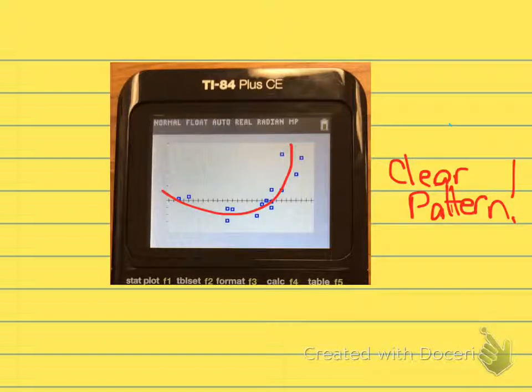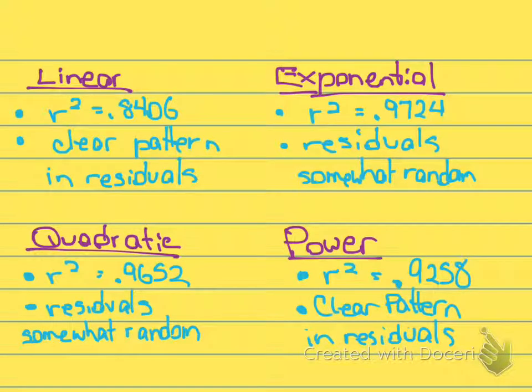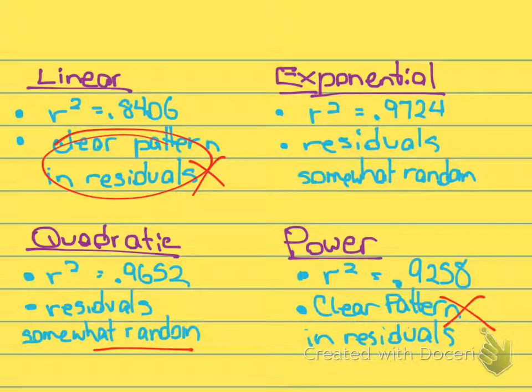So in summary, let's take a look at what we have. On the next slide, we've got some notes, and let's make a decision. So for our linear, we saw that the r squared is 0.8406 and there was a clear pattern in the residuals. The fact that we're seeing that clear pattern in the residuals, I'm knocking that out right away. Exponential, we've got r squared is 0.9724 and our residuals are somewhat random. So we're going to hold on to that for now. Looking at the quadratic function, we have r squared is 0.9652 and again, our residuals are somewhat random, so we're going to hold on to that one as well. Let's check power. R squared is 0.9258, but there's a clear pattern in the residuals. So the fact that that's happening, that's out of there. So now we're down to two.